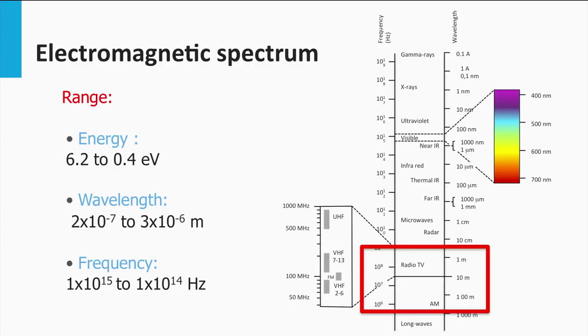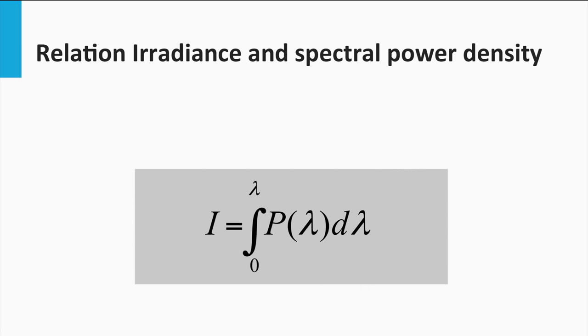Radio and TV waves are in the order of meters and tenths of meters, and AM waves in the order of 100 meters. The question now is, in which spectral range does the sun irradiate light? For that I will introduce the quantities irradiance and spectral power density. Let's start with the irradiance.